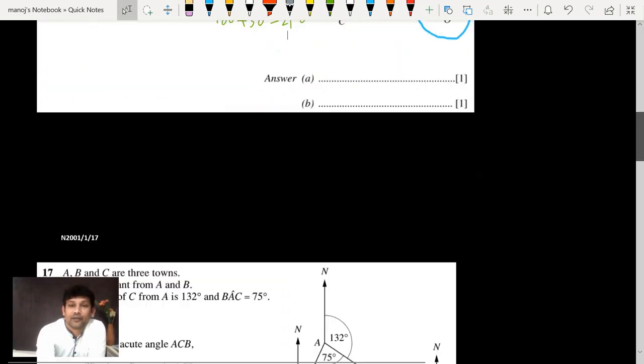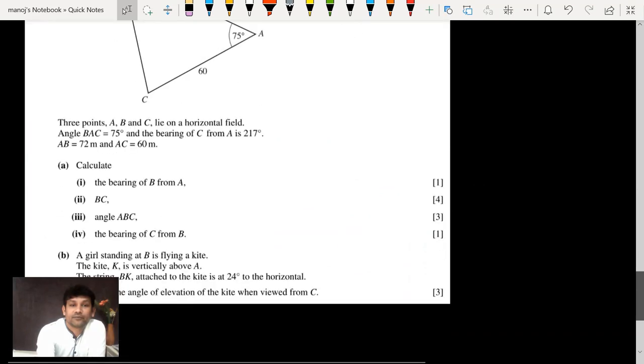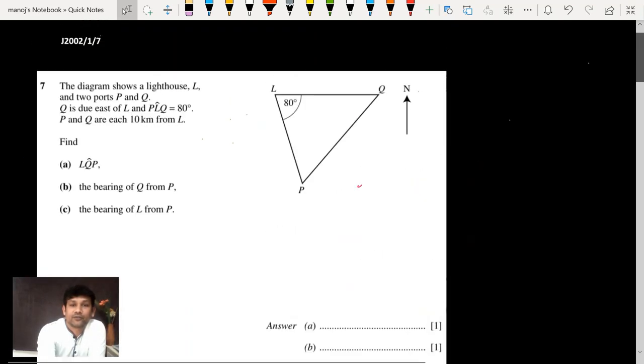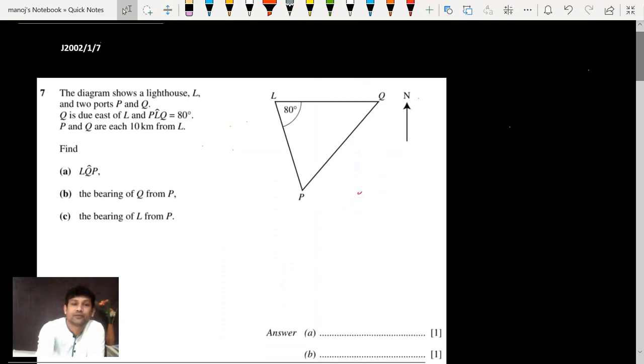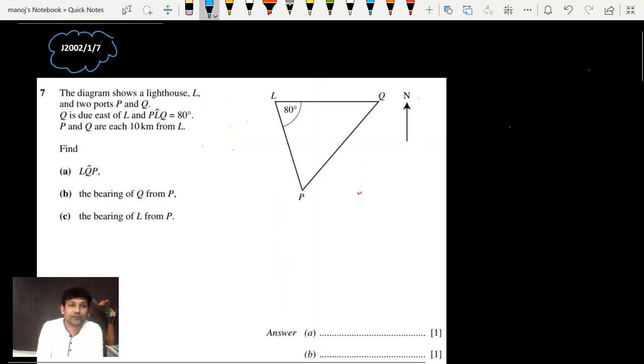Okay, a little difficult part. I have some questions. Okay, moving to this part. This is June 2002, paper 1, question number 7. The question is there, but one important part is here.